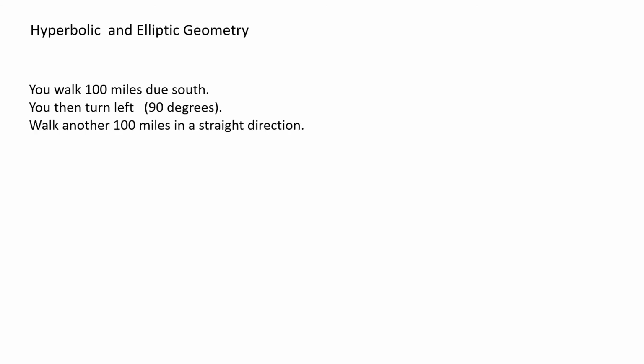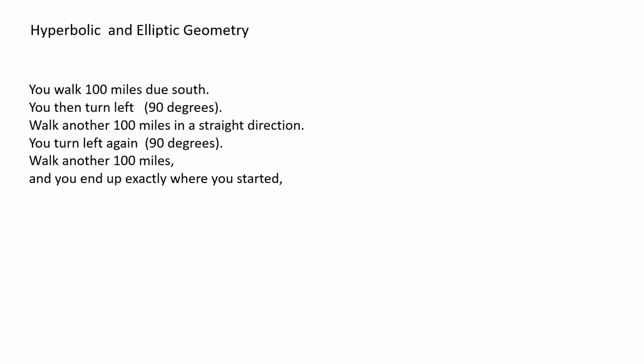So if we ignore the fifth postulate, as Gauss did, we actually end up with two new geometries, so-called hyperbolic and elliptic geometry. Okay, so consider the following problem. Imagine you walk 100 miles south. You then turn left, so through 90 degrees, and walk another 100 miles in a straight direction. You turn left again, and walk a final 100 miles. And you find you end up exactly where you started. And you find a bear sitting there where you left.